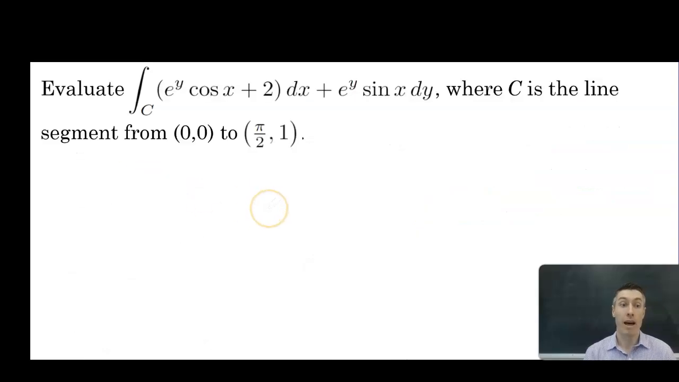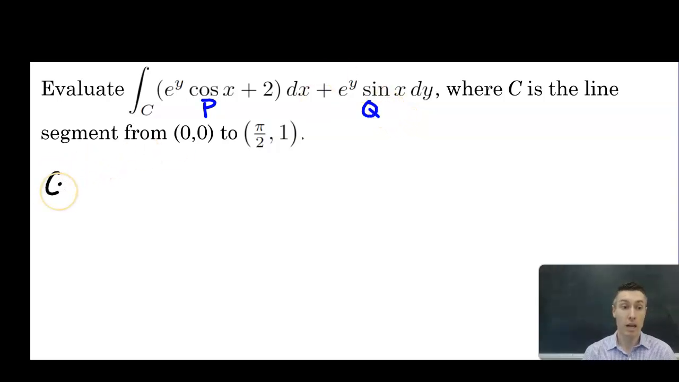Another example, evaluate the integral along curve c of e to the y cosine x plus 2 dx plus e to the y sine of x dy, where c is the line segment from 0, 0 to pi over 2, 1. So this line integral is in differential form. This is our p, this is our q. Those are the components of the vector field.